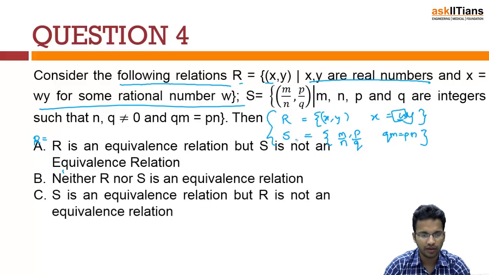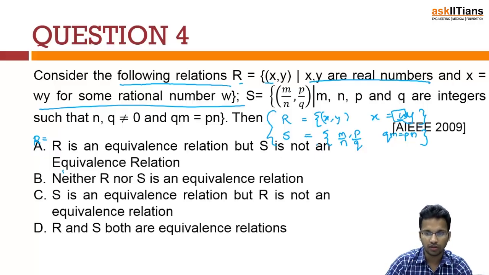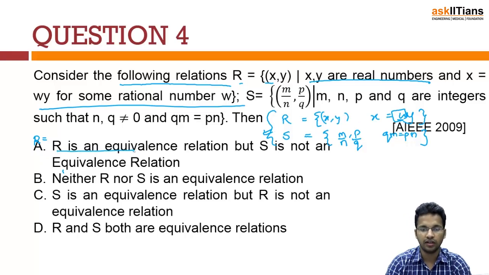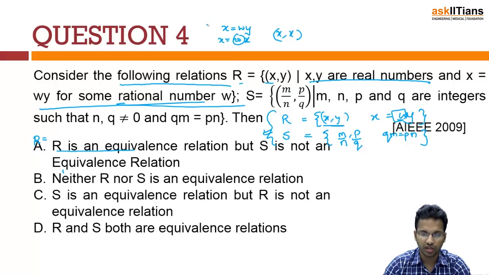So again the options will be like that only, and it came in 2009, which was again one of the years in which the exam was a bit tough. So yeah, now here we need to see that for R we'll check first that x is equal to wy. Now for checking reflexive, it means x comma x should be there. It means x is equal to wx. Now clearly for w equal to 1 this is satisfied, and 1 is rational, so this will be reflexive. Let us check the symmetric.